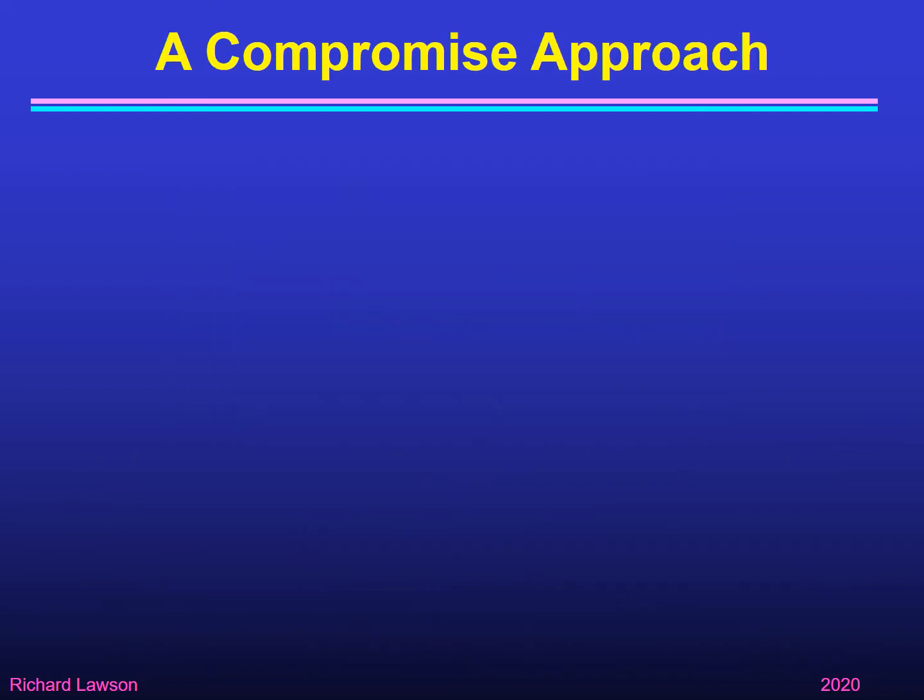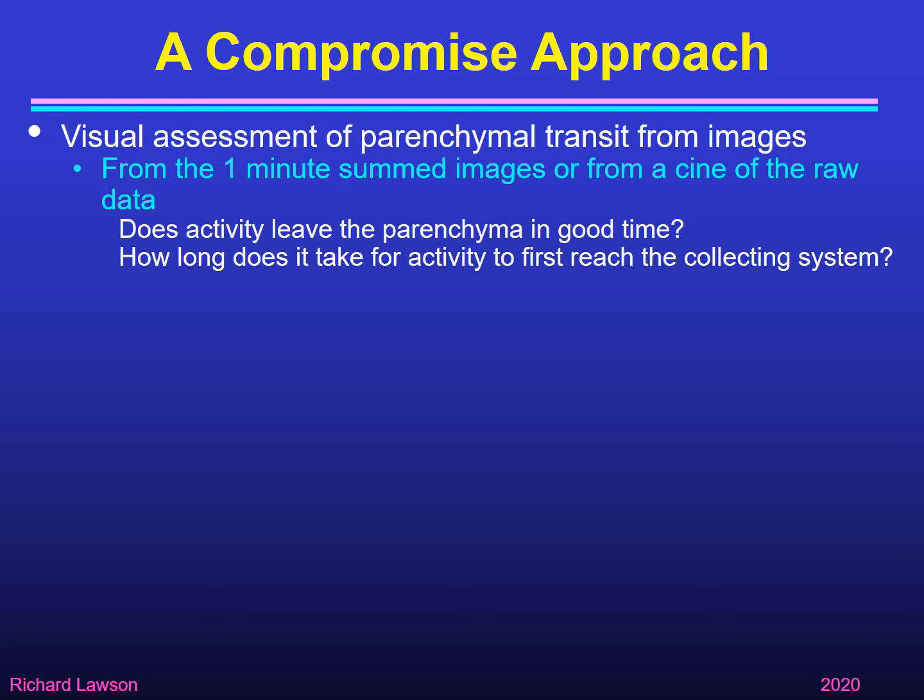Now, although you can use either diuresis renography or deconvolution renography to assess PUJ obstruction, there is another compromise approach. You could use a visual assessment of parenchymal transit from the images alone. For example, if you look at the 1-minute summed images or a cine of the raw data, you can assess whether activity leaves the parenchyma in good time and how long it takes to reach the collecting system.